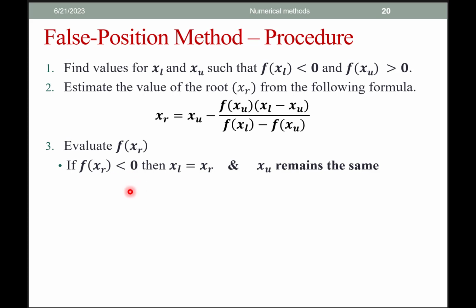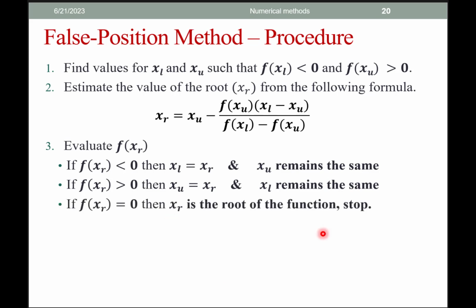So then we want to check the values of f of xr. If f of xr is less than 0, then I update the lower bound. The x upper bound remains the same. If it's greater than 0, then I update the upper bound and the lower bound stays the same. If it's equal to 0, then we found the root and then we stop.